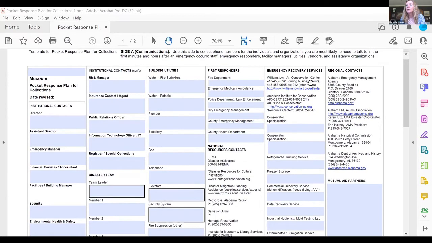All right, and then your emergency recovery. So conservation specialization. If you have paper collections, then you might need to know who the specialist is. Is there somebody that we contact for rescuing paper? It might be for wet skins, it might be for crushed fossils, it might be to prevent mold on skins. So who are these specialized people who would be able to help us?